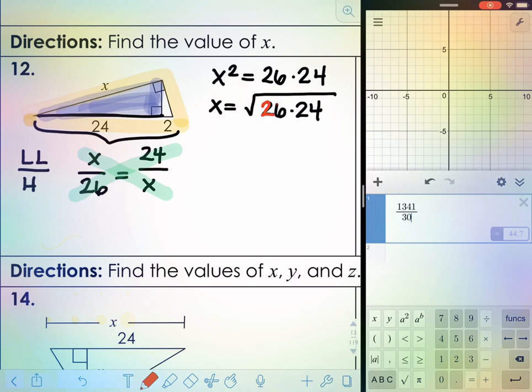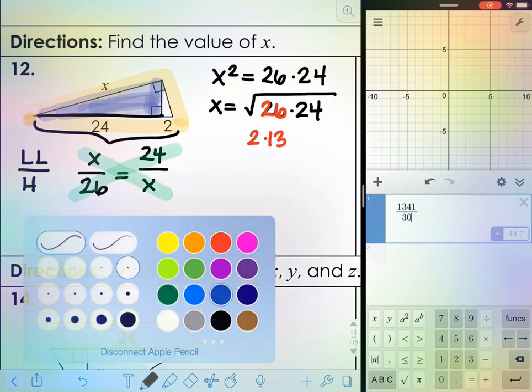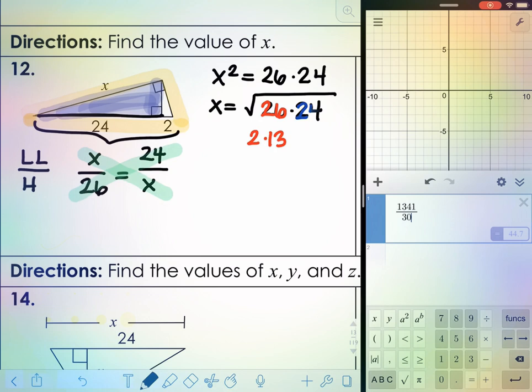26 can be factored as 2 times 13. 24 can be factored as 4 times 6, but 6 can even be broken down. So instead of 6, I'm going to put 2 times 3.